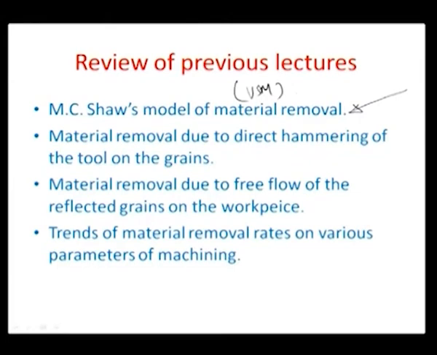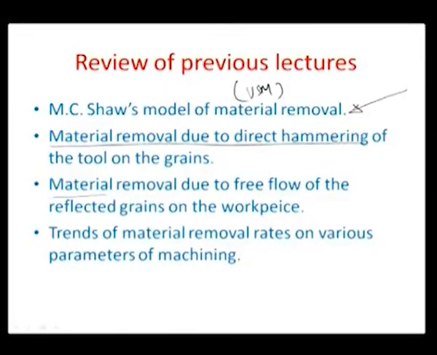We also subsequently saw that there are two ways of removal of the material. One is because of direct hammering action of the tool on the grains, and the second is because of a reflected grain which comes off the surface of the tool and impinges onto the workpiece and removes some material by flowing the material off. So these are the two principal ways of material removal in USM.